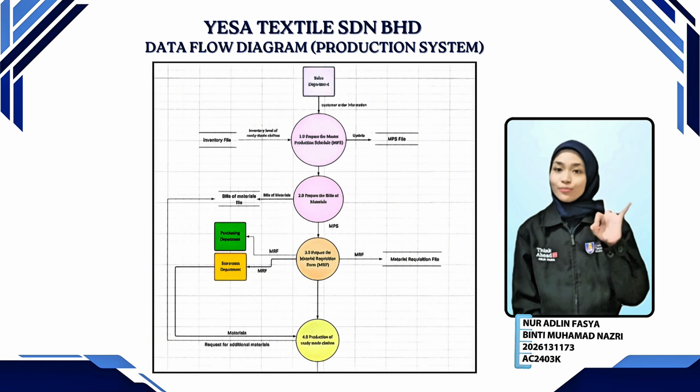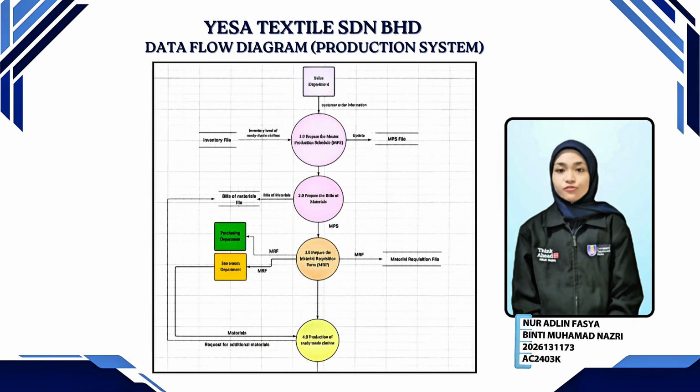Next is process 3.0, prepare the material requisition form, MRF. The MPS is used as the input to prepare the MRF. The output of the process is the material requisition form, which is distributed to different destinations. One copy is sent to the purchasing department to purchase material if needed. Another copy is sent to the storage department to authorize the release of material. The final copy is stored in the material requisition file as documentation. At this stage, all material requirements have been authorized and are ready for production.